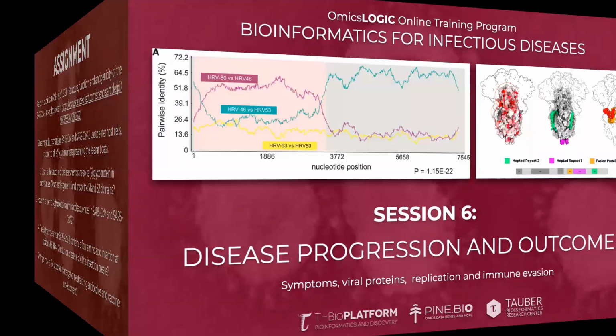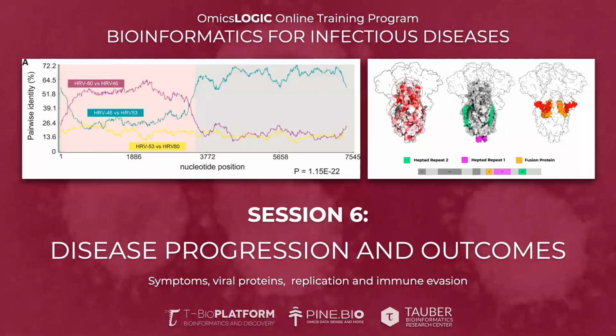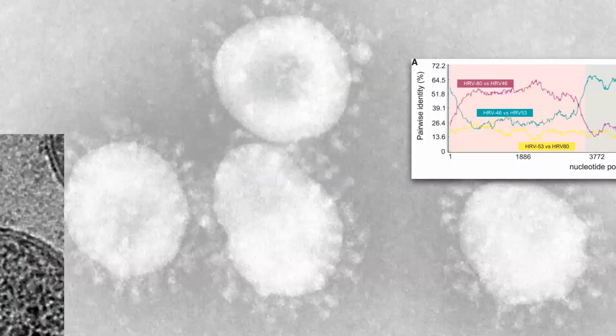Today we'll talk about disease progression and outcomes, and we'll talk a lot about glycoproteins. So what are these glycoproteins? Glycoproteins are one of the major components of human pathogenic viruses, but they're also used in human cells. They're also used in bacteria, so they're really just a whole category of proteins. But specifically in viruses, they have been demonstrated to have important roles in infection and immunity.